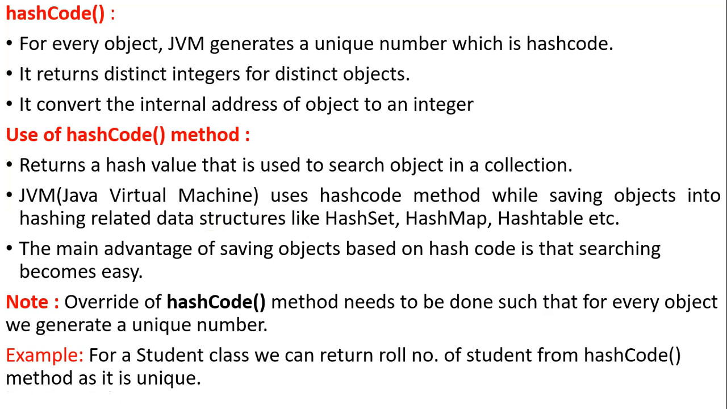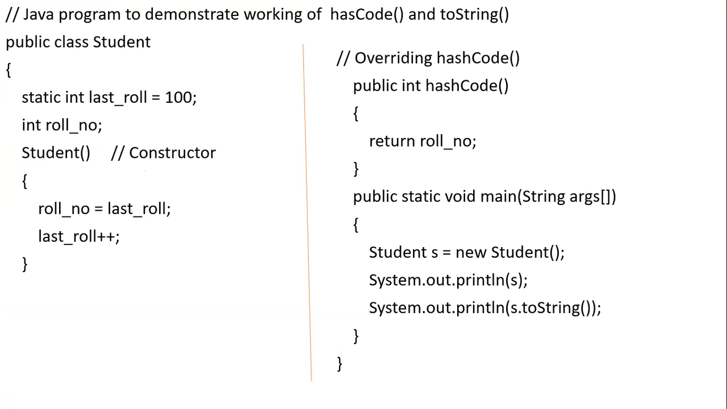An example of a hash code is a student roll number. It is equal to the roll number in your classes, used to identify a student uniquely. Next, this program will demonstrate two methods: one is hashCode, the second one is toString. So, public class Student, and these are the variables.